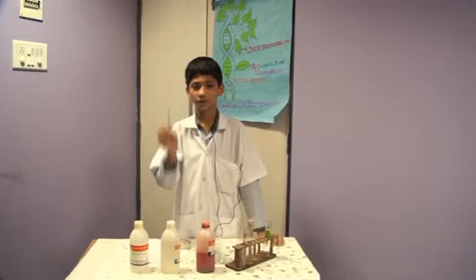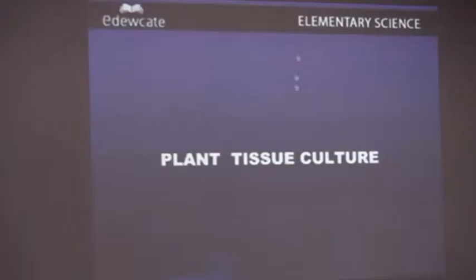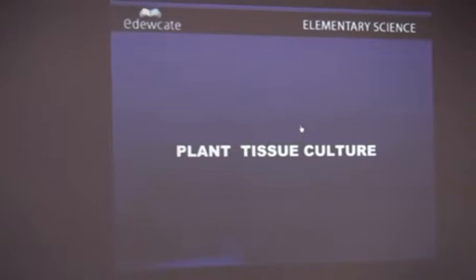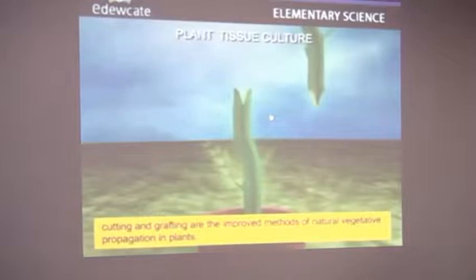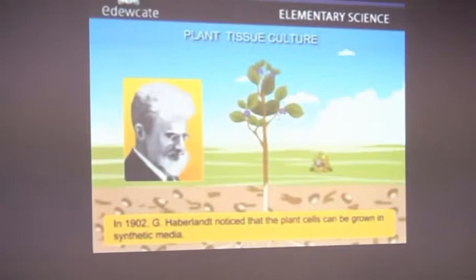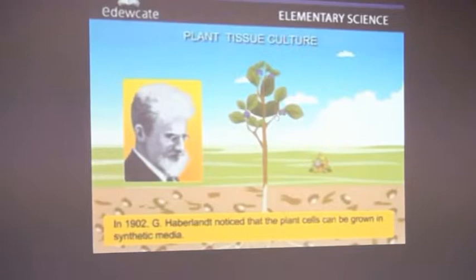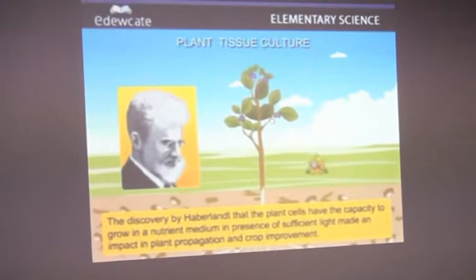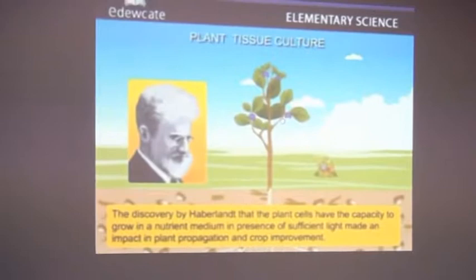Let's see one video based on plant tissue culture. Grafting and tissue culture are the improved methods of natural vegetative propagation in plants. In 1902, G. Haberlandt noticed that the plant cells can be grown in synthetic medium. The discovery by Haberlandt that the plant cells have the capacity to grow in a nutrient medium in presence of sufficient light made an impact in plant propagation and crop development.